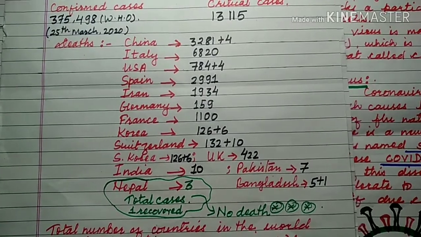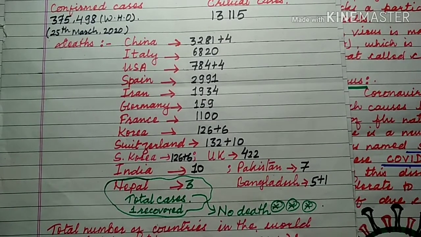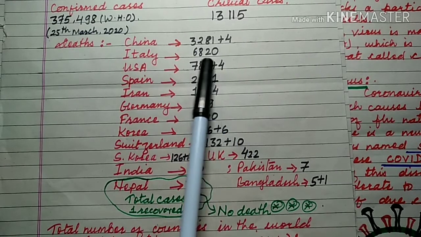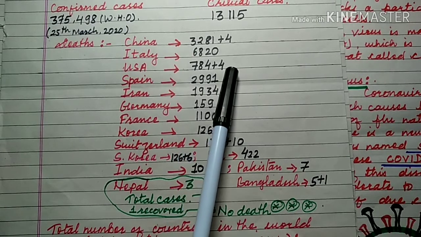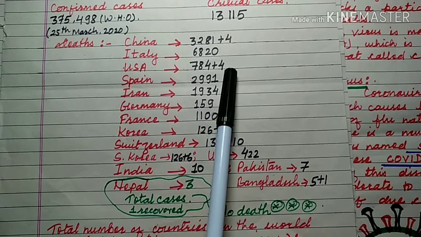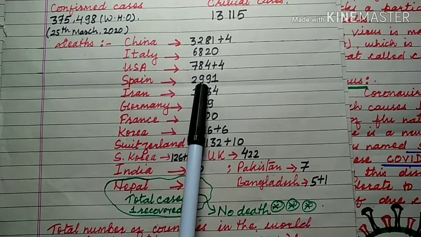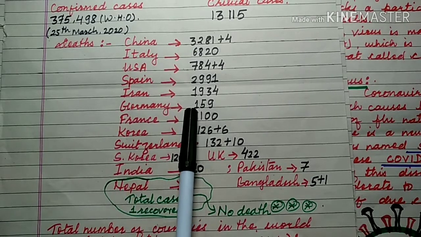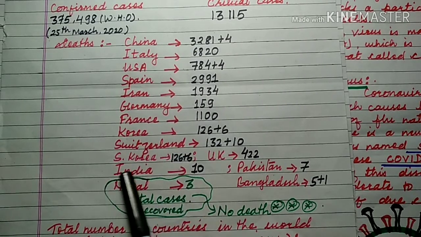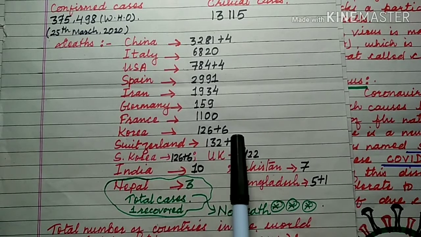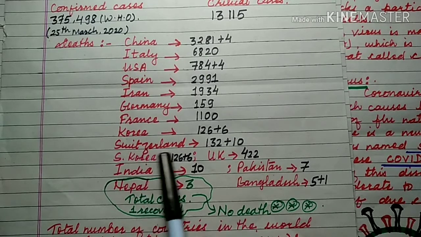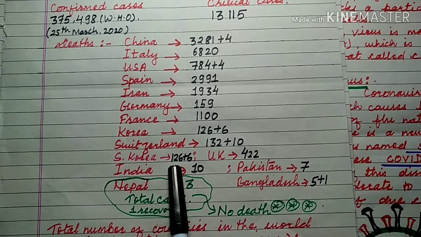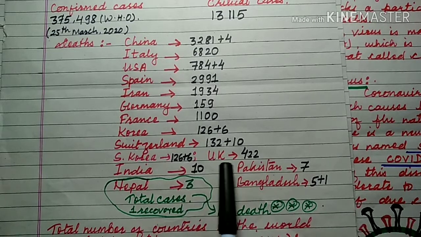Total deaths so far, here only the deaths. China 3,281 and 4 new deaths have been reported. Italy 6,820. USA 784 and 4 death reports have been reported. Spain 2,991, Iran 1,934, Germany 159, France 1,100, Korea 126, and 6 new deaths have been reported currently. Switzerland 132 plus 10 new deaths have been recorded. South Korea 126 and 6 new deaths have been recorded.